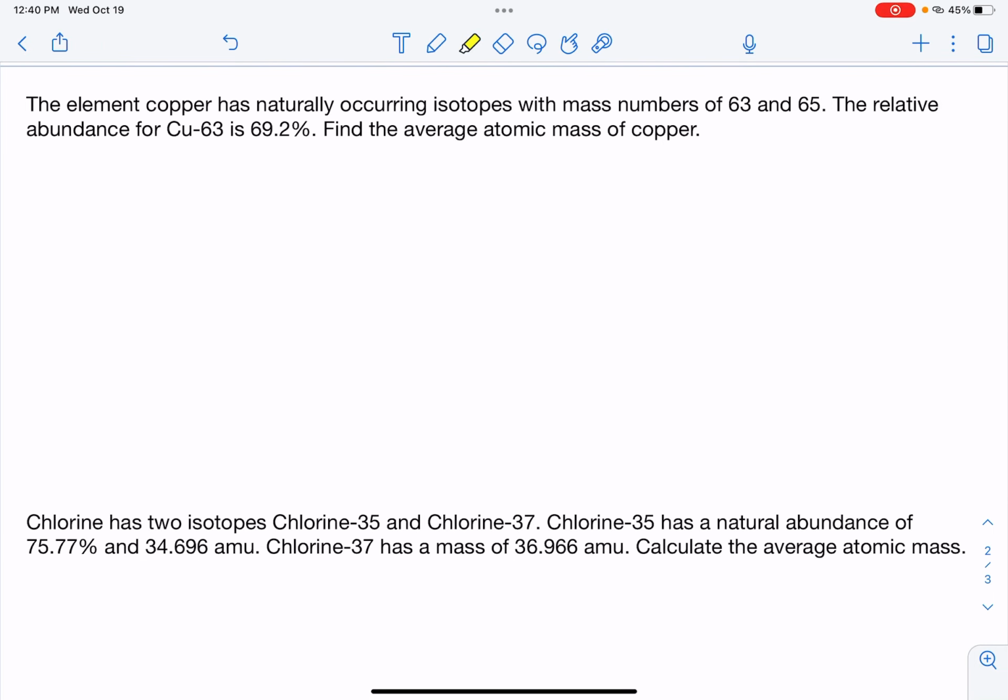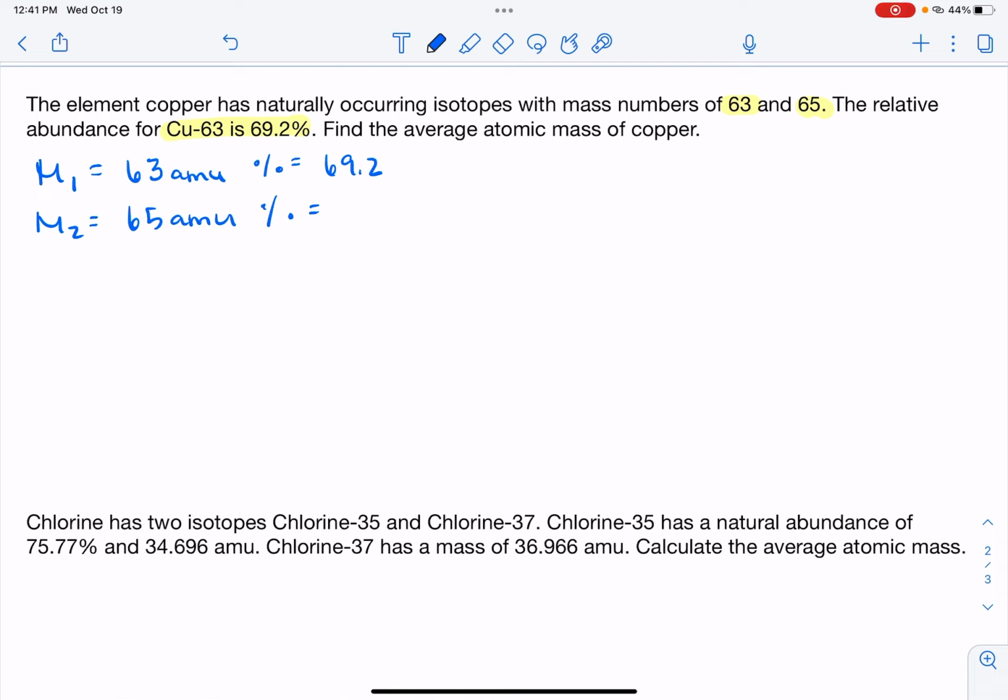So here we have the element copper has naturally occurring isotopes with mass numbers of 63 and 65. The relative abundance for copper-63 is 69.2. Find the average atomic mass of copper. So first I'm just going to figure out what I'm given here. And so I know the mass of our first one is 63 AMU. Okay? And it says that the percent is 69.2. Our second mass is 65 AMU, and we don't know what the percent is.